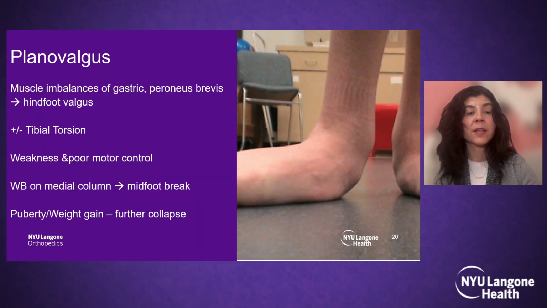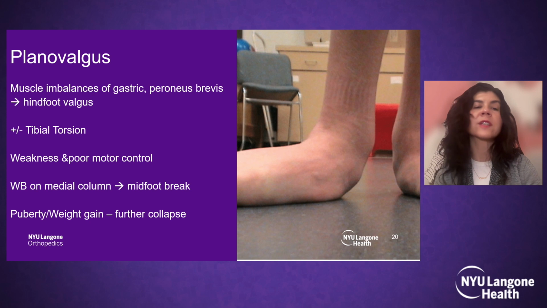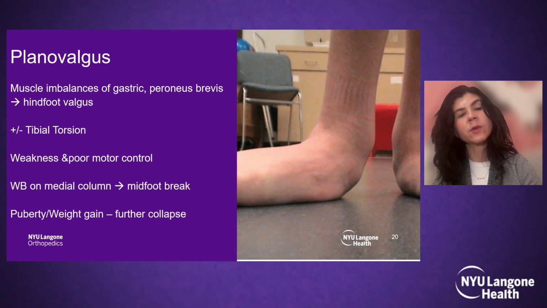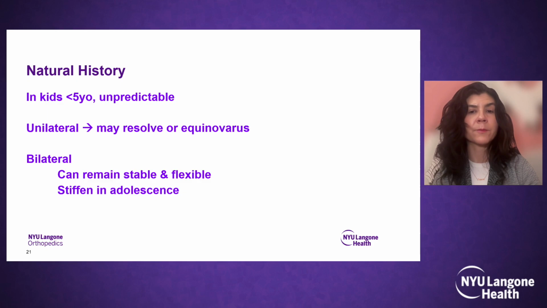So we're going to talk about planovalgus. We had an excellent talk about this. In CP, it's mostly due to muscle imbalances of the gastroc and the peroneus brevis, causing that hindfoot valgus. They can also have a tibial torsion or femoral anteversion that can also contribute. And they tend to also have weakness and poor motor control, right? All of this takes an effect. And so what you begin to see is weight bearing on the medial column and a midfoot break. And with puberty and with weight gain, they can get further collapse that's quite profound.